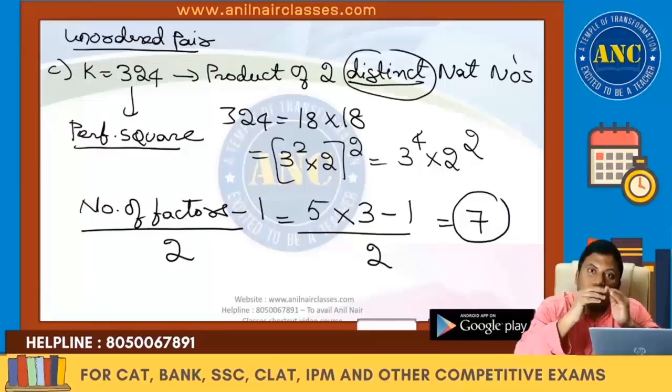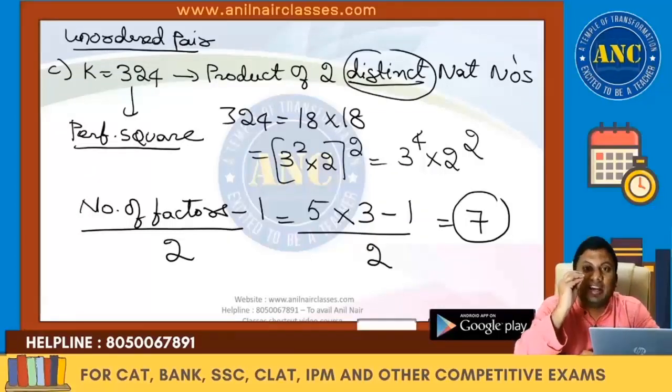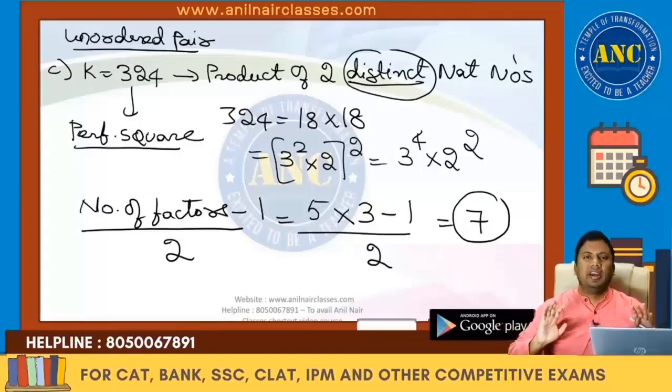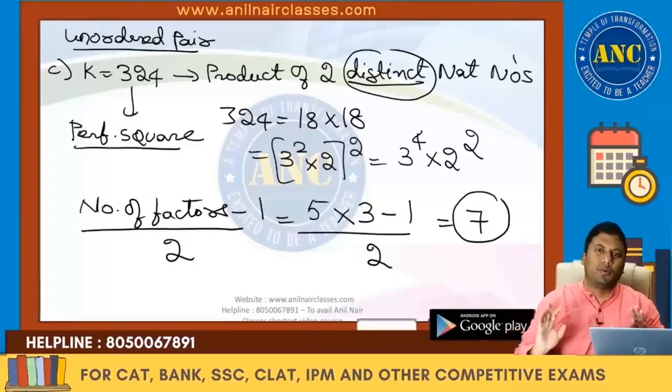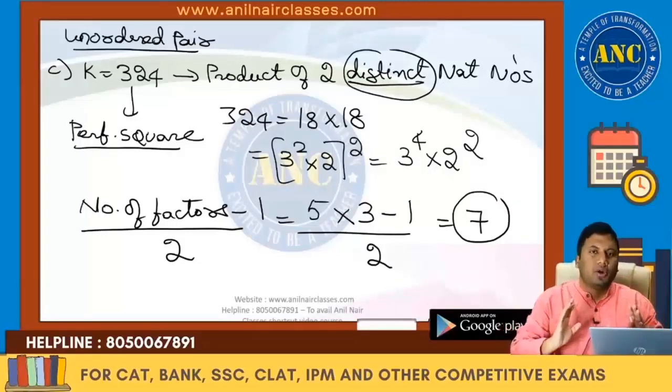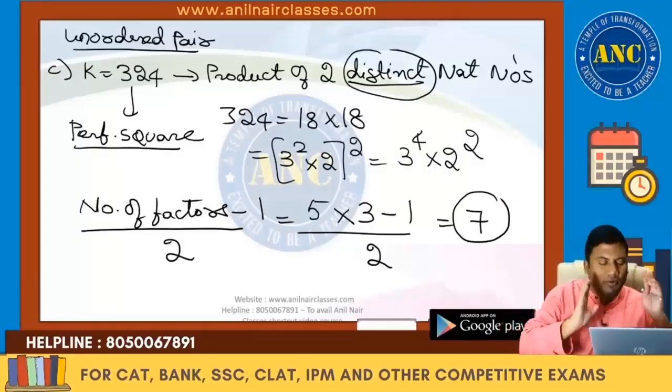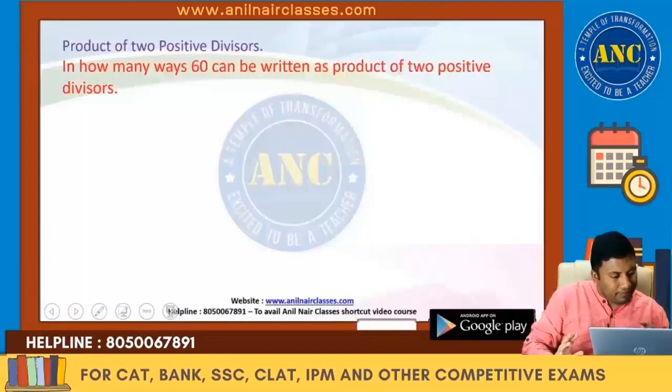If the number is a non-perfect square, it is the number of factors by 2. If it is a perfect square, it is (number of factors plus 1) by 2. If the keyword distinct is there in the question, it is (number of factors minus 1) by 2. I hope you got an idea. Once you understand this idea, then problem solving is a cakewalk. You will be able to solve the question probably in seconds. Now we will get into problem solving.